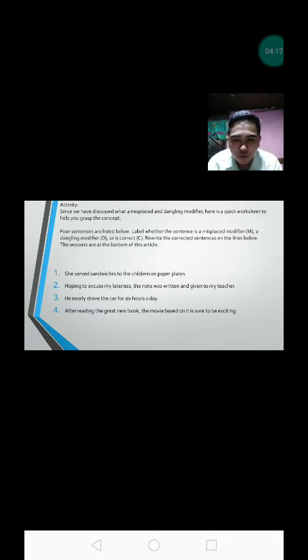For number 2: "Hoping to excuse my lateness, the note was written and given to my teacher." Is it a misplaced modifier or a dangling modifier? For number 3: "He nearly drove the car for 6 hours a day." And for the last question: "After reading the great new book, the movie based on it's sure to be exciting." So let's check if our answers are correct.